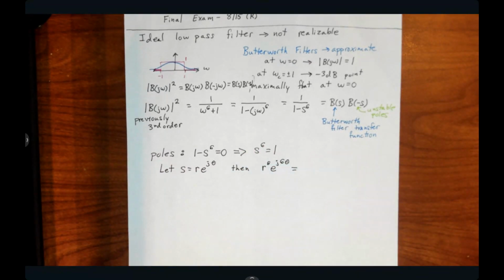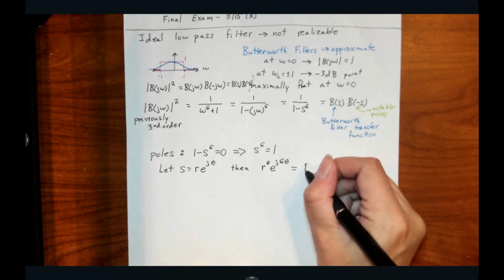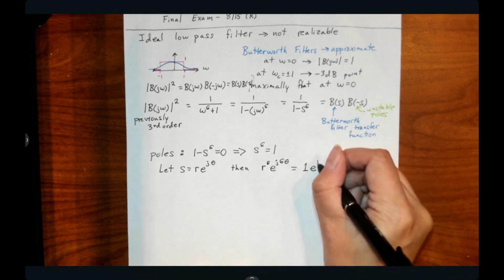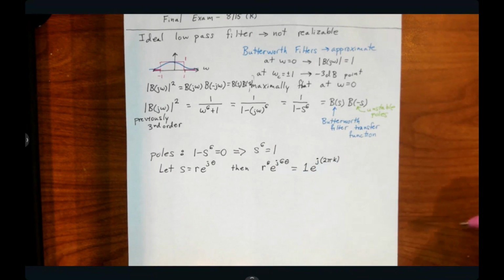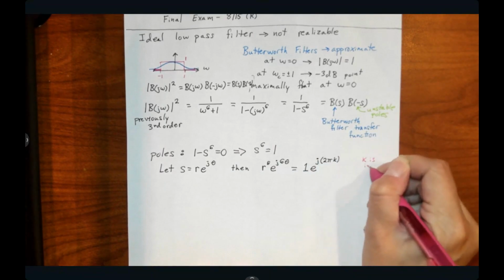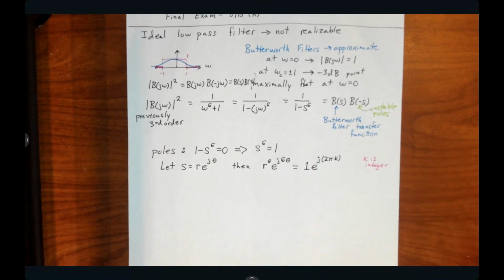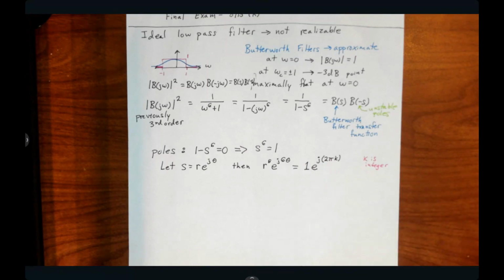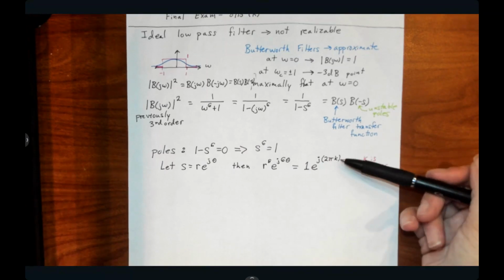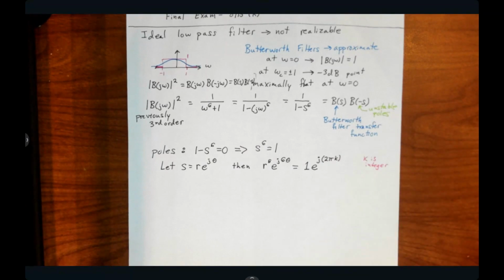And so now to get all of the possible solutions that I can have for this, what I'm actually going to do is I'm going to rewrite my 1 in polar form as well. And what I can recognize is that I can write my 1 in this form. As long as k is an integer, this is always going to be equal to 1. So I can have e to the j 0, e to the j 2 pi, 3 pi. Substitute in 3, then you have 6 pi, and so on and so forth.